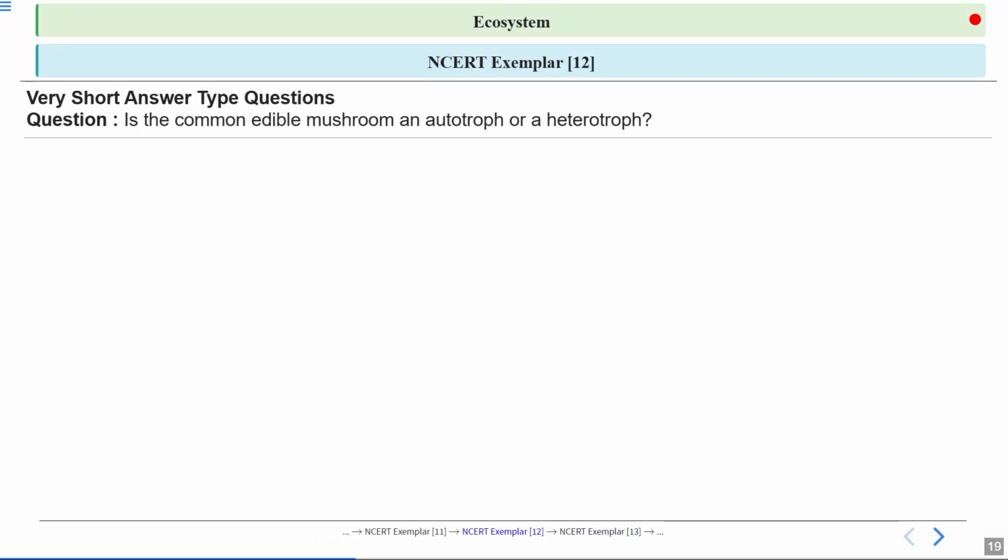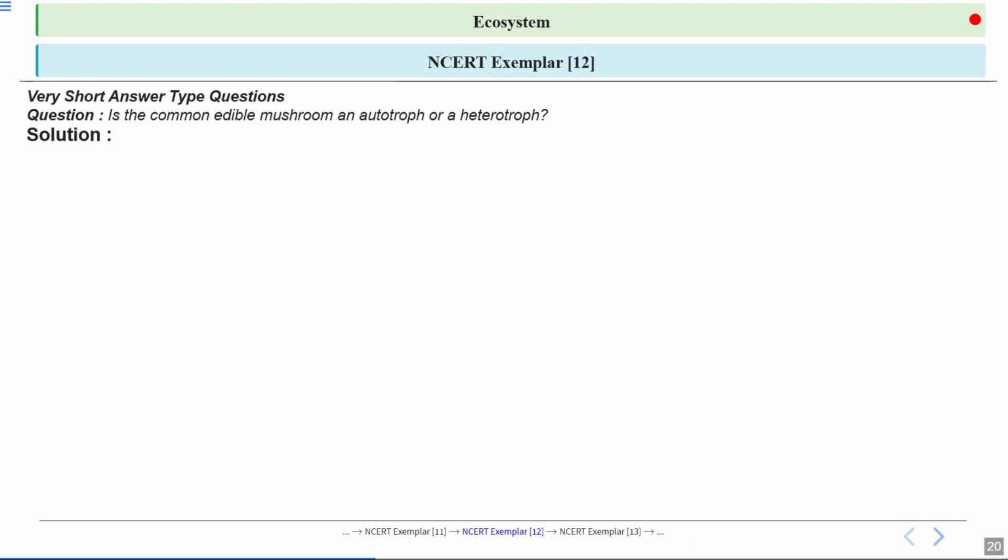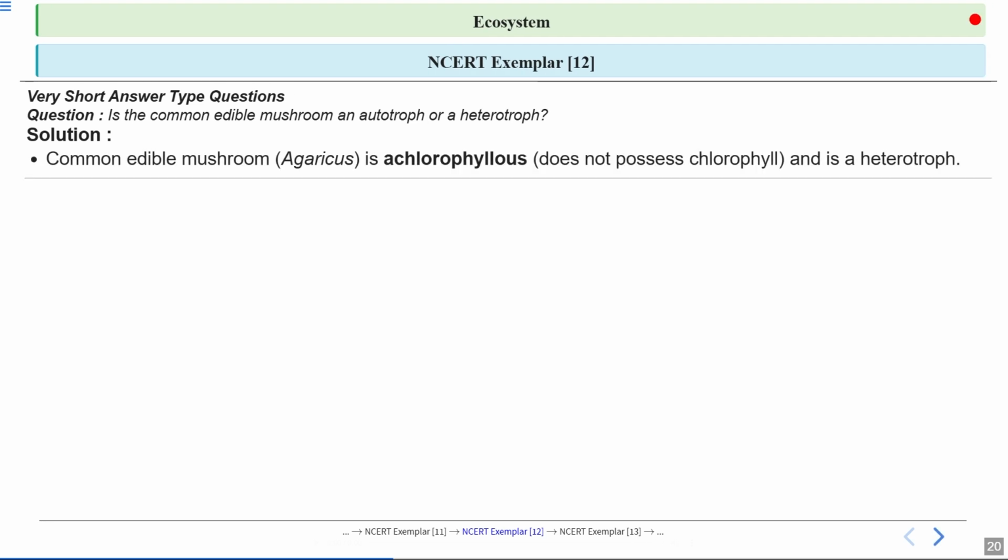Next question: is the common edible mushroom an autotroph or a heterotroph? Let's have a look at the answer. The common edible mushroom, known scientifically as Agaricus, is achlorophyllous, meaning it does not have chlorophyll. So it cannot perform photosynthesis and must obtain its nutrients by consuming organic matter, making it a heterotroph.